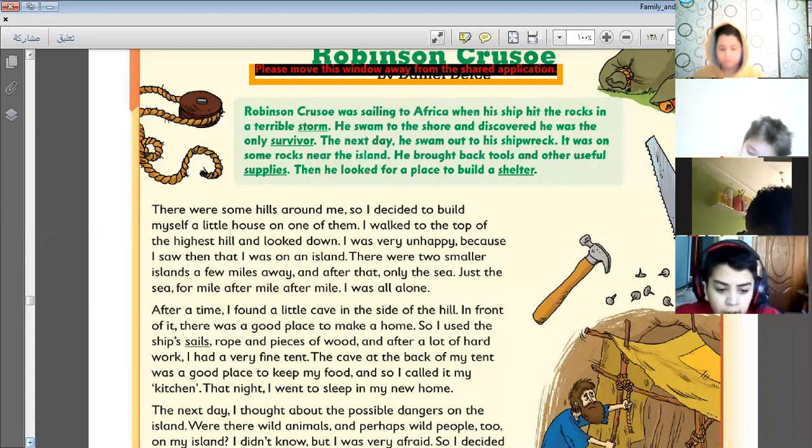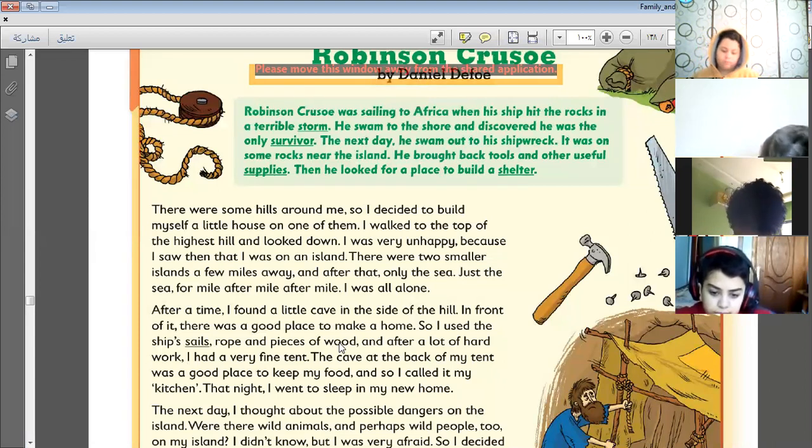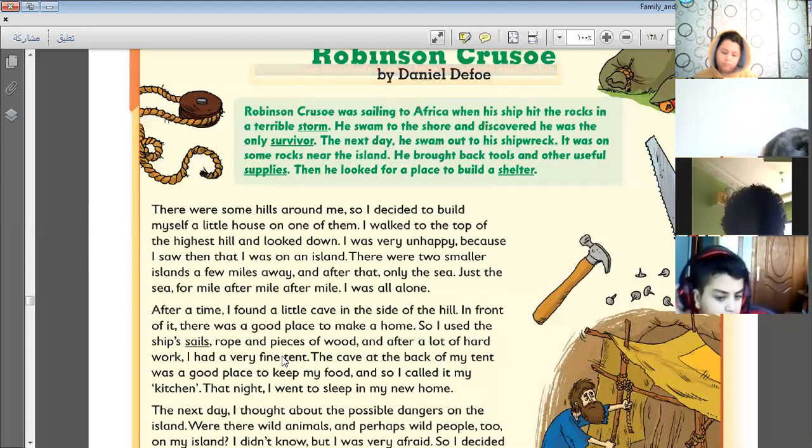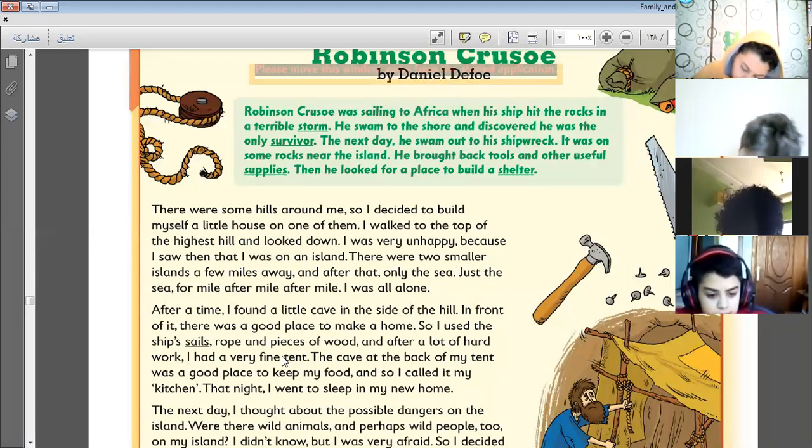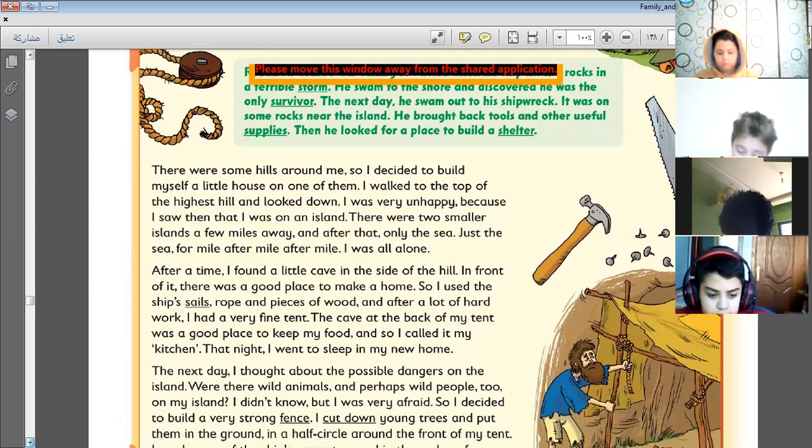Rope and pieces of wood. Pieces of wood, meaning bits of wood. And after a lot of hard work, I had a very fine tent. Tent means a tent. The cave at the back of my tent was a good place to keep my food. So I called it my kitchen. That night, I went to sleep in my new home. This is for paragraph 2.